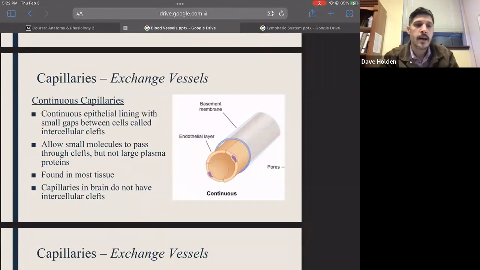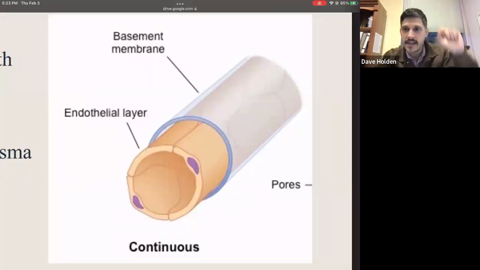So capillaries, we have continuous capillaries. These are continuous epithelial linings. They have small gaps between the cells. These are called intercellular clefts. This is just where two of those pancake cells stick next to each other, but there's going to be a little gap. So sometimes stuff can slip through the gap in between two cells. And you see when you zoom in there, it's those little cracks that you're looking at. Something really small could squeeze in between one of those cracks and exit the vessel.